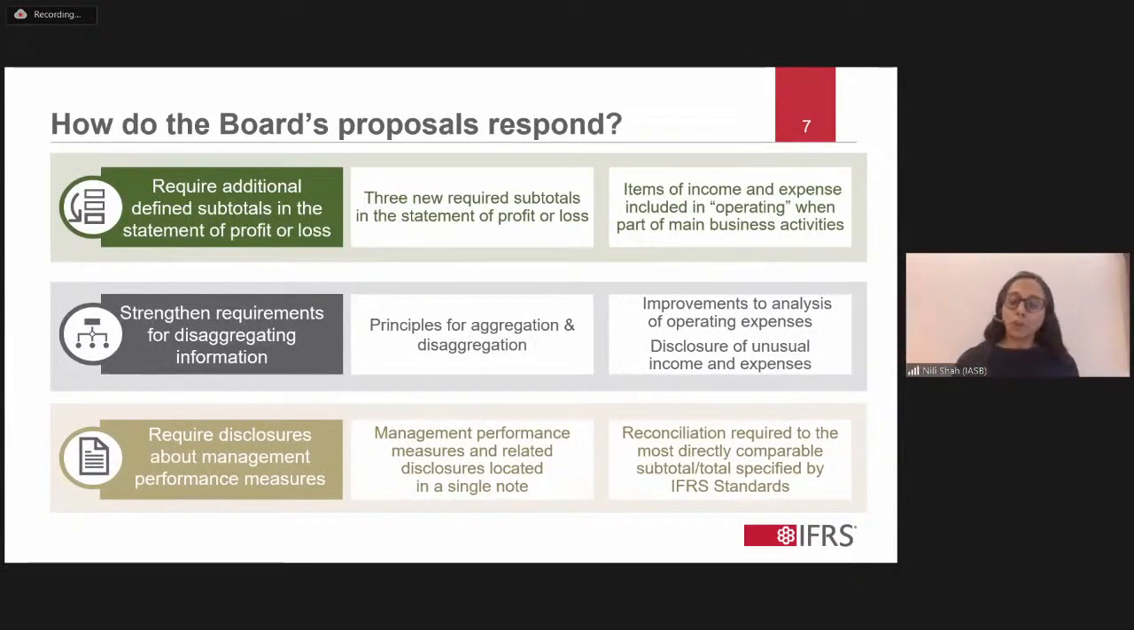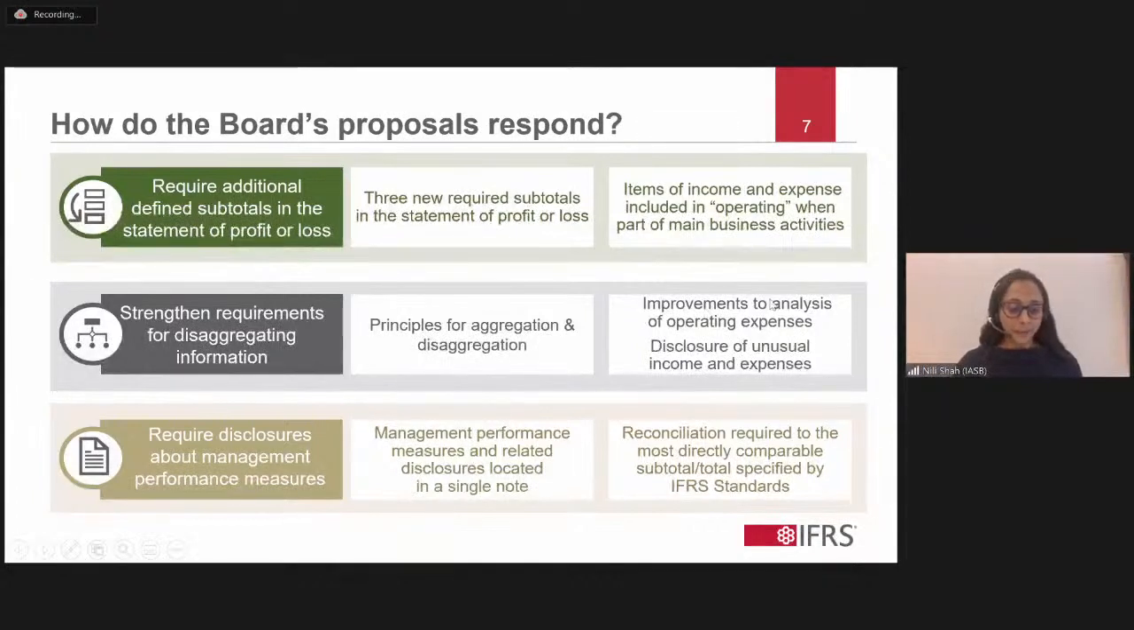Now, this is a new term in the exposure draft, and for right now, it's best to just think of it as being similar to non-GAAP measures or alternative performance measures. There is a difference, and I'll explain that in a little bit, but the concern here is that while these management performance measures provide useful information for investors, at the same time, some of the disclosures are not very good. And so in order to, again, provide that transparency, the board has proposed requirements to improve the disclosures around these management performance measures.